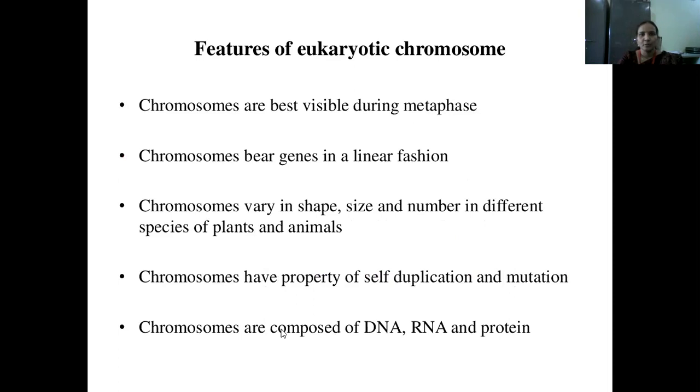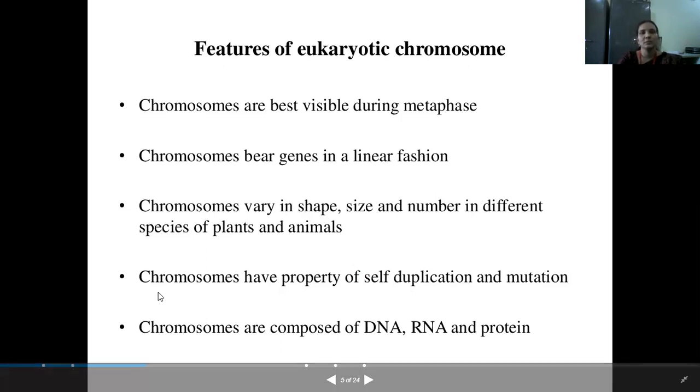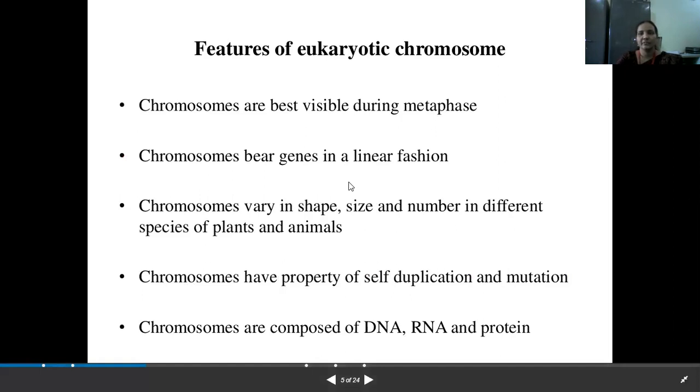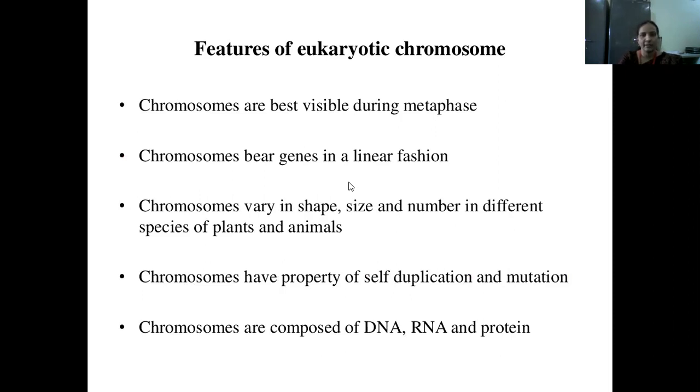Features of eukaryotic chromosome. Chromosomes are best visible during metaphase. Properties of the eukaryotic chromosome, what are the special characteristics? It is visible only during metaphase. It will be best visible. Chromosomes bear genes in a linear fashion. The genes present are the hereditary unit of life. So these are located on the chromosome in a linear fashion.